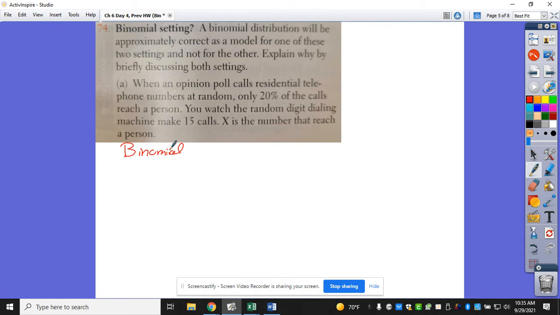Are there two outcomes? What are they? Pick up or don't. Reach a live person, or the person who doesn't reach.